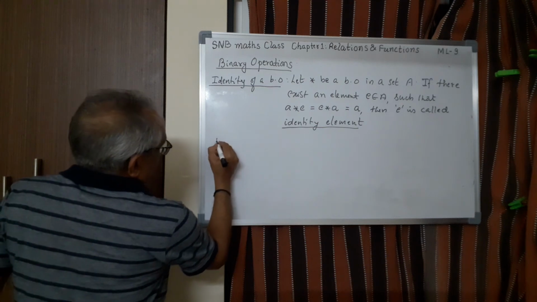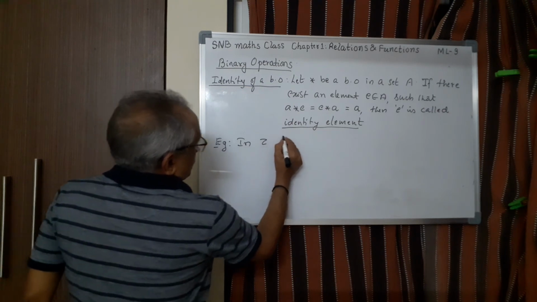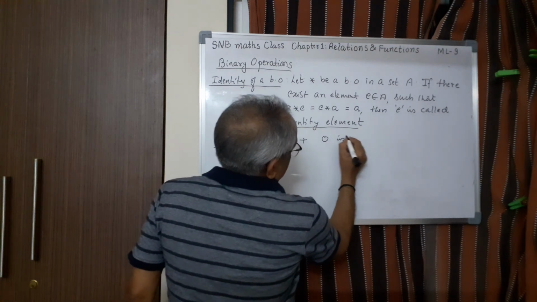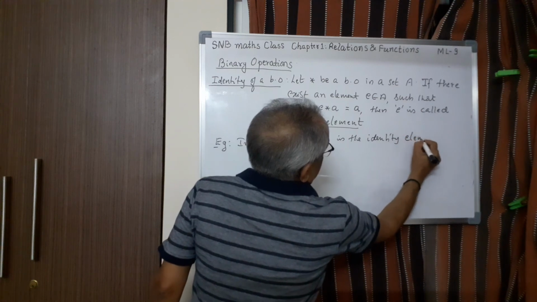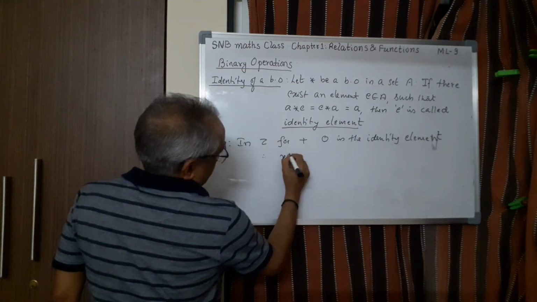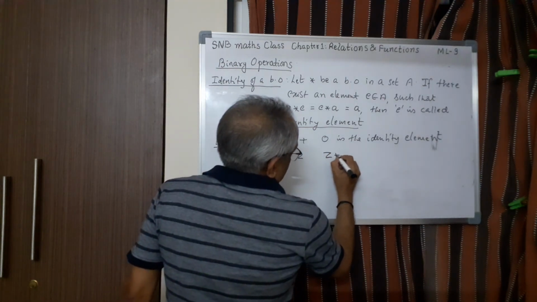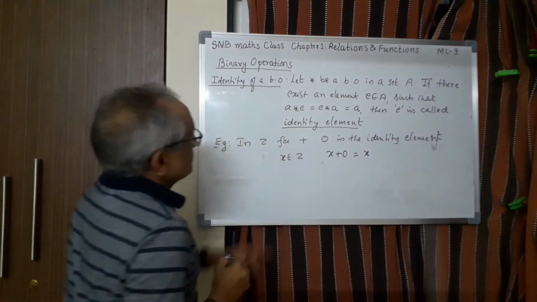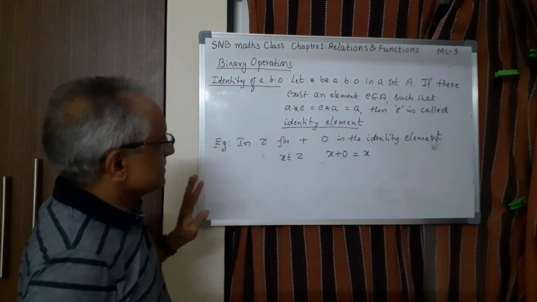So for the example, I have already given the example. In Z for addition, 0 is the identity element, because you take any x belonging to Z, x plus 0 will give you x only. So a star e equal to a, x plus 0 is x. So this is the thing.